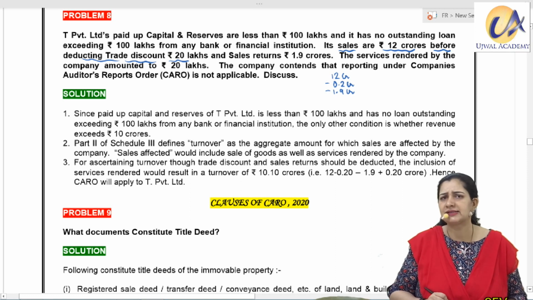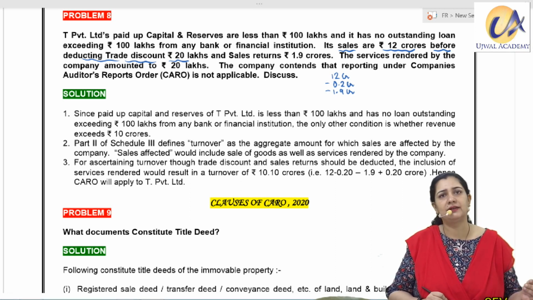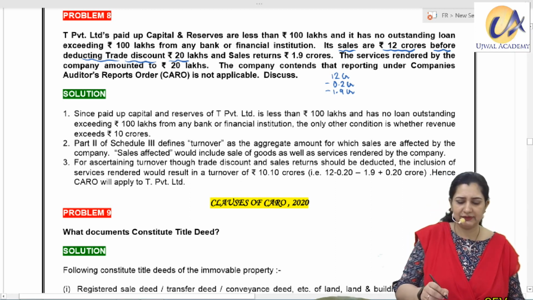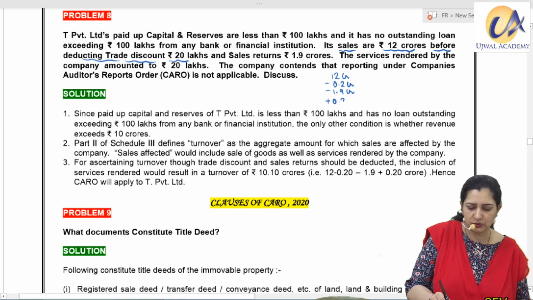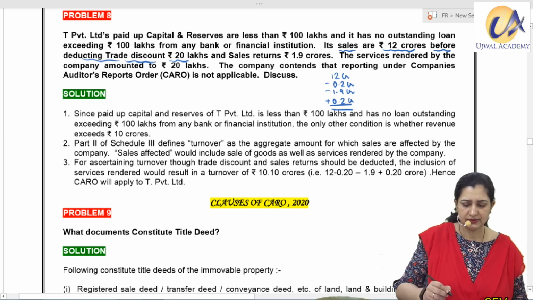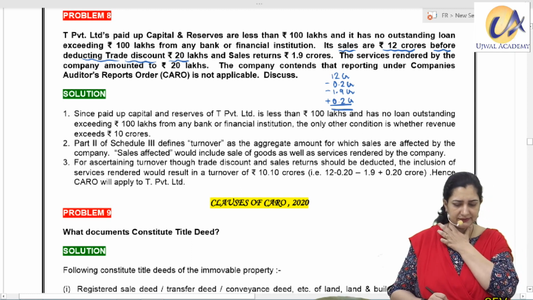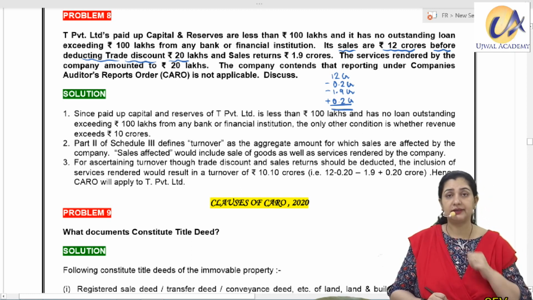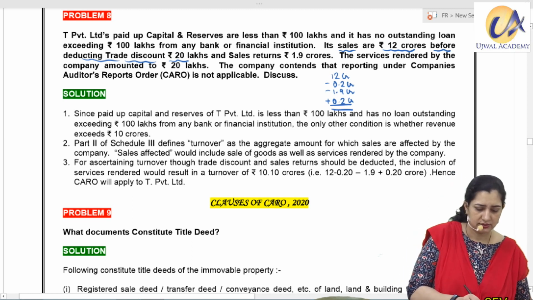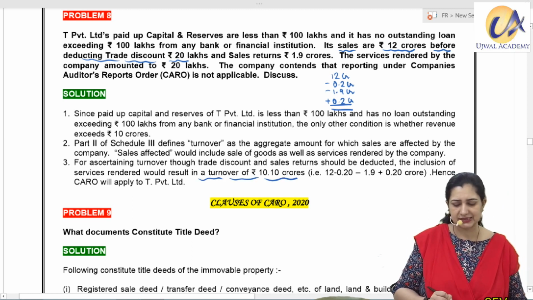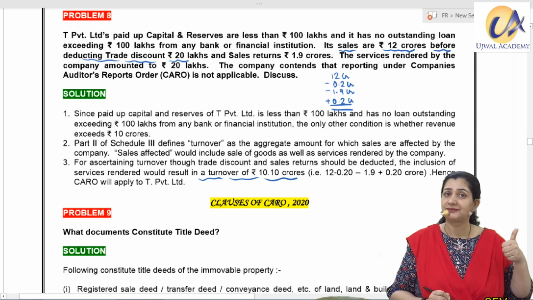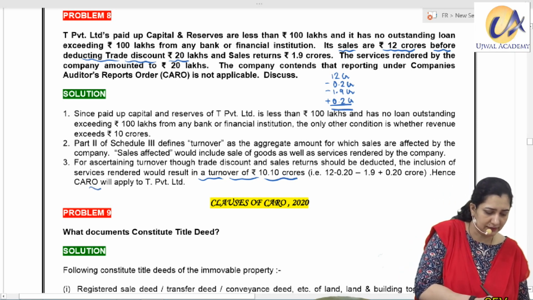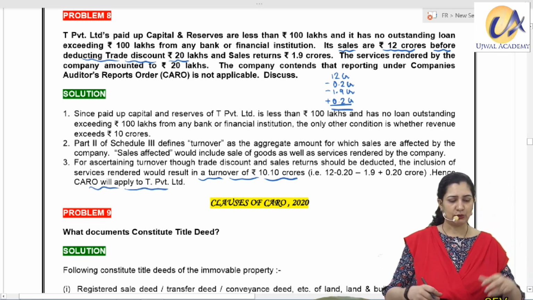Should we take services rendered? Yes. Services rendered, other income, everything we take. So we will take 0.2 crores. So yes, it is coming 10.1 crores. And 10.1 crore means Caro is applicable, will apply.